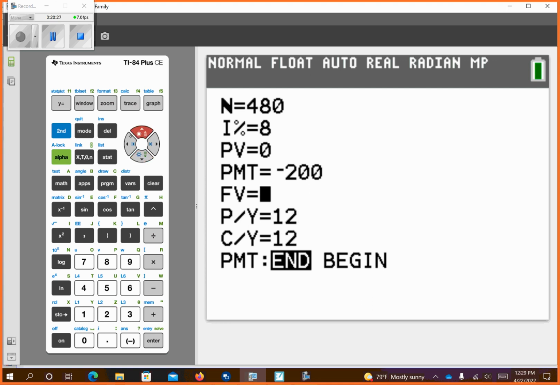How much? So, friends, do you think this is 100,000, 500,000, a million, 2 million, 10 million? What do you think it's going to be? So I'm going to make 480 equal payments of $200 each. You think about $1 million?